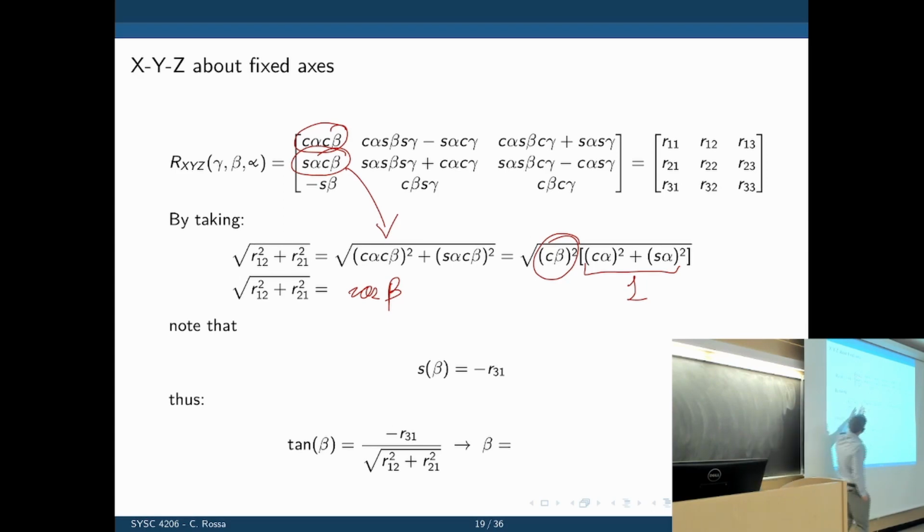If you look at this term here, R31 is negative sine of beta. So if we divide them, what do we get? Negative sine of beta divided by cosine of beta, that's the tangent. Right, so that's where that expression came from. So basically, the whole thing here is the tangent of beta, and then beta is simply the inverse tangent of that.